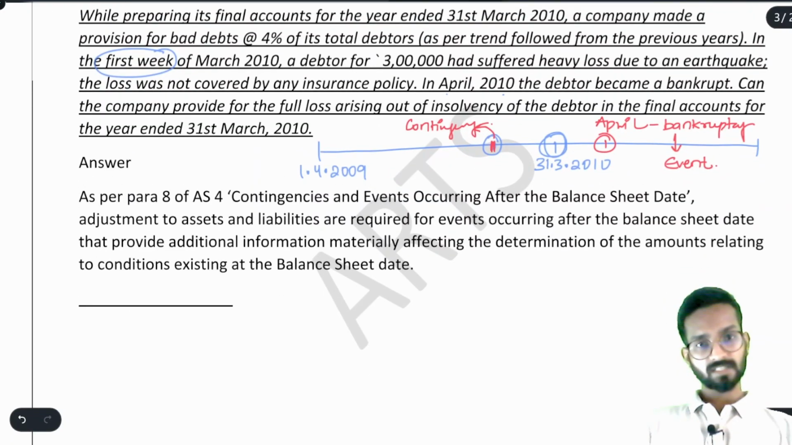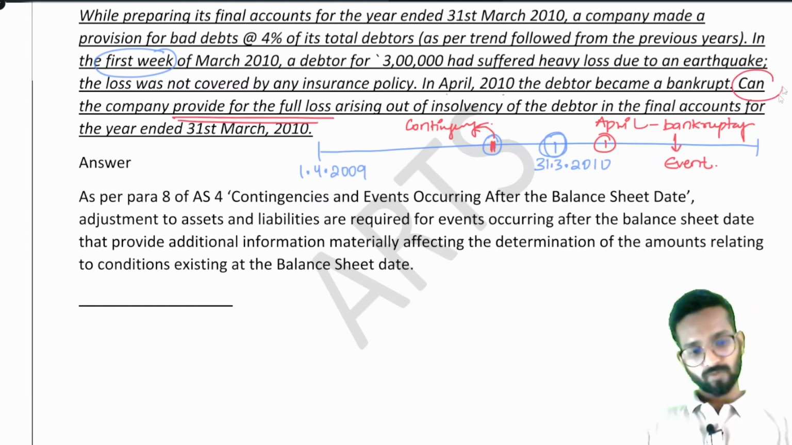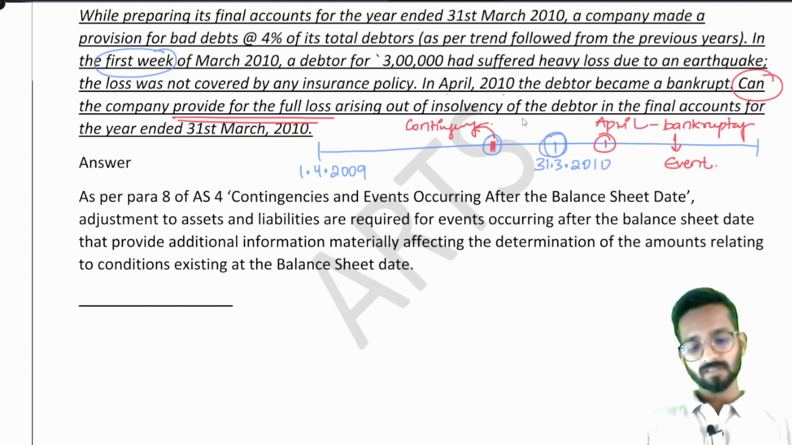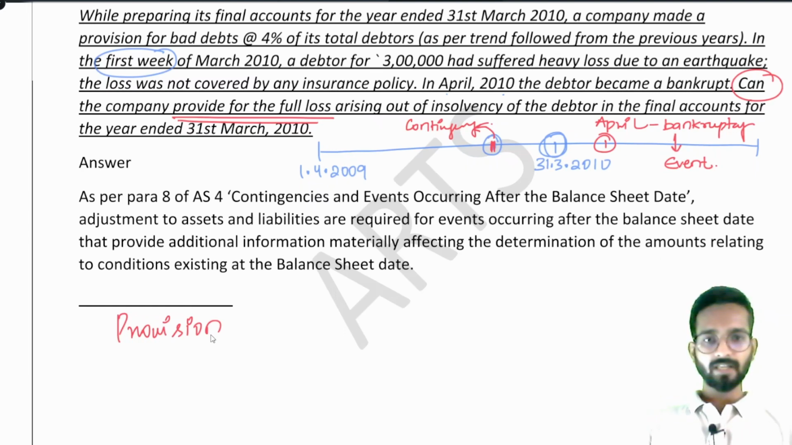So, if it is an adjusting event, what I told you, you will adjust your financial statement. Read this. The company provides for the full loss. Can the company provide for the full loss arising out of insolvency? See, what does it mean, providing for the full loss? Providing means creating a provision. Understand? AS4 does not deal with provision in very detail. AS29 deals with it, okay? But I am just telling you the meaning of provision on a lighter note. Please understand.